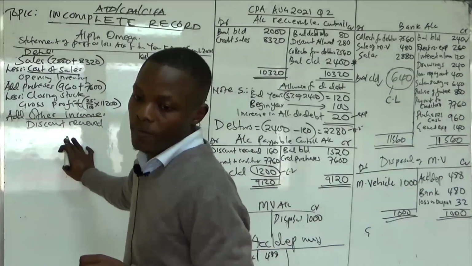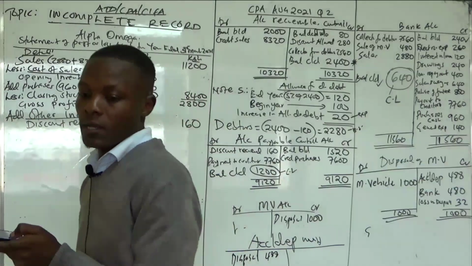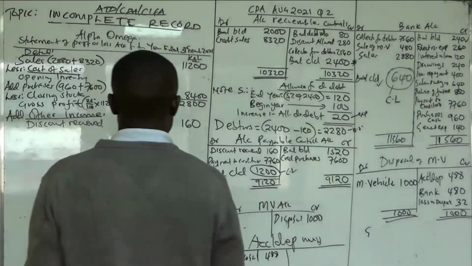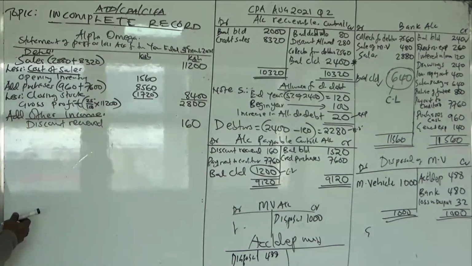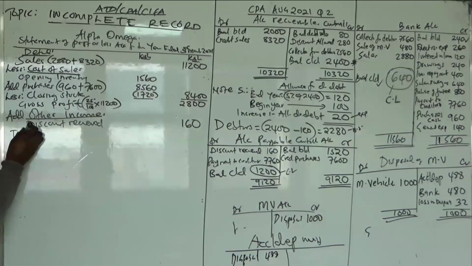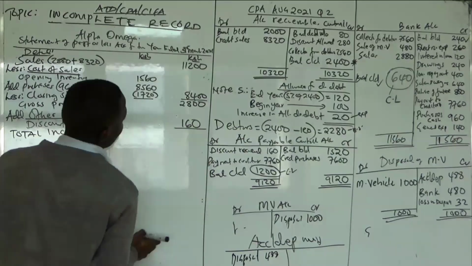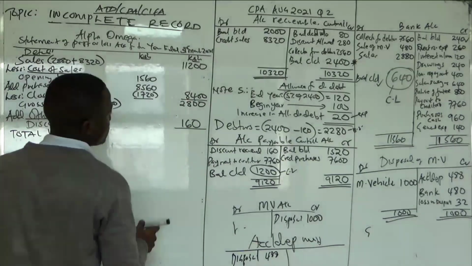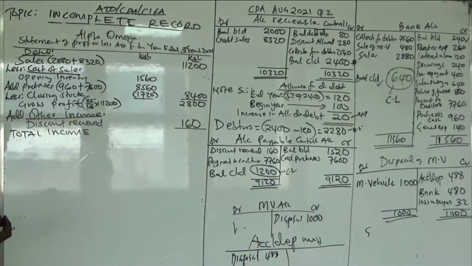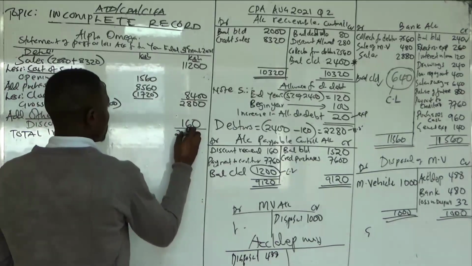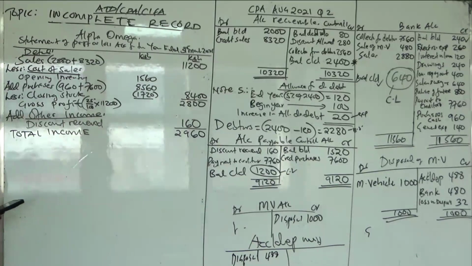Sawa sawa? If understood, say yes. Yes. Good. Sawa. If not understood, also say pardon. Good. So total income will be 2960. Then we less expenses.